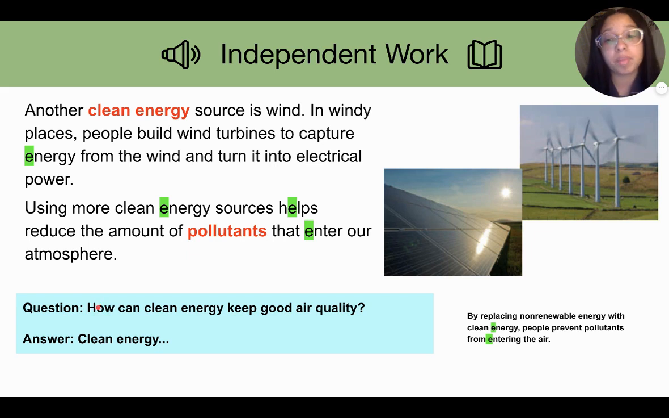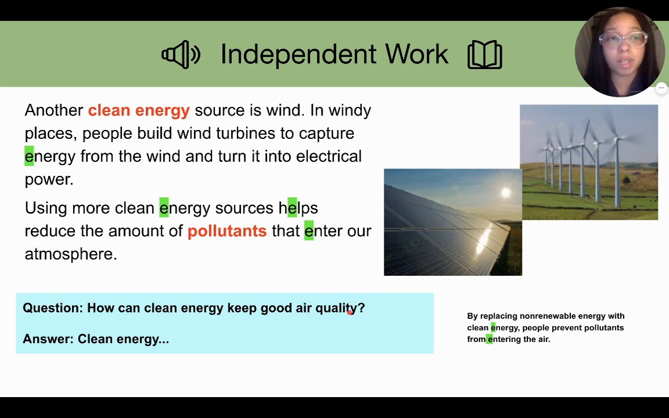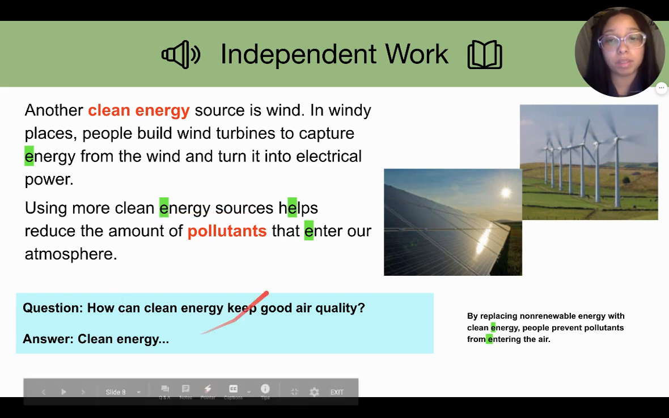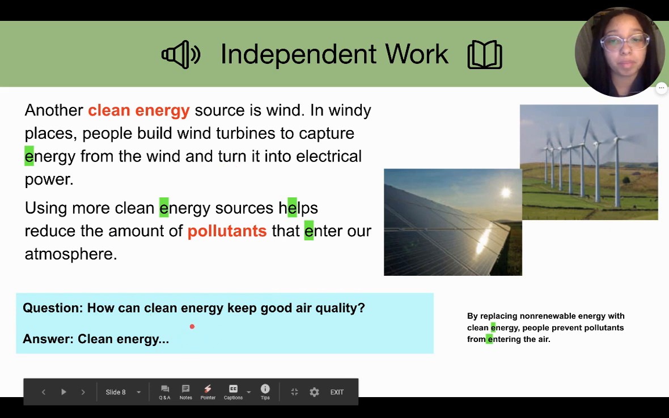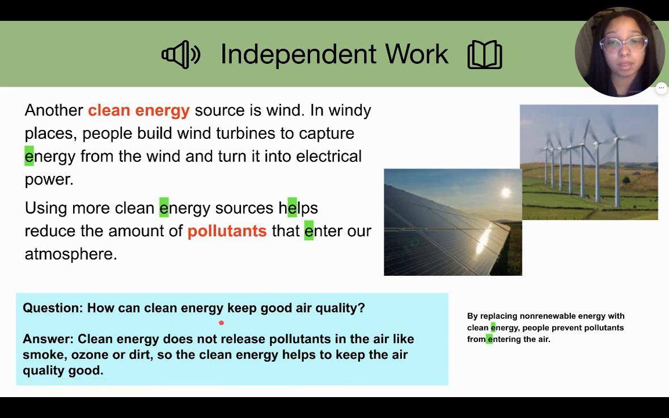Here's the question. How can clean energy keep air of good quality? You can pause the video now so that you can read this part of the text to yourself, and you may answer the question below. A possible answer could be, clean energy does not release pollutants in the air like smoke, ozone, or dirt, so the clean energy helps to keep the air quality good. Remember that in all of your responses to use text evidence.